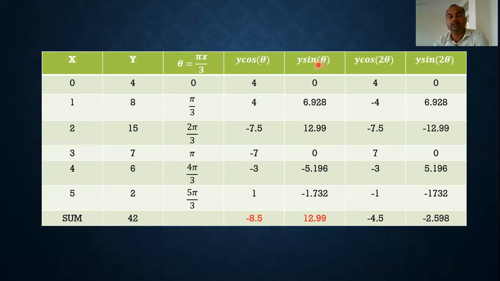Then similarly, y sin theta: the y value and sin of this theta. 4 into sin 0 is 0. 8 into sin pi by 3 is 6.928. You calculate all this and find the sum, that is 12.99.